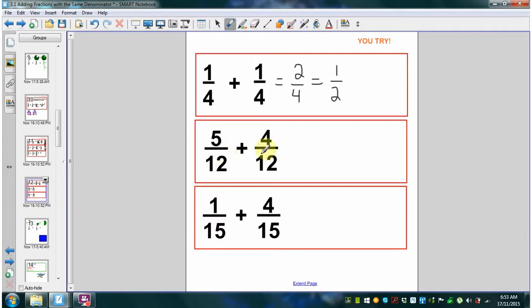Alright, this one, we have the same denominator, so we're ready to add. 5 plus 4 is 9. Keep our denominator, so our denominator was 12. Okay, I'm just going to quickly come over here and do the factors. 9 got 1 times 9, or 3 times 3. 12 is 1 times 12, 2 times 6, or 3 by 3.